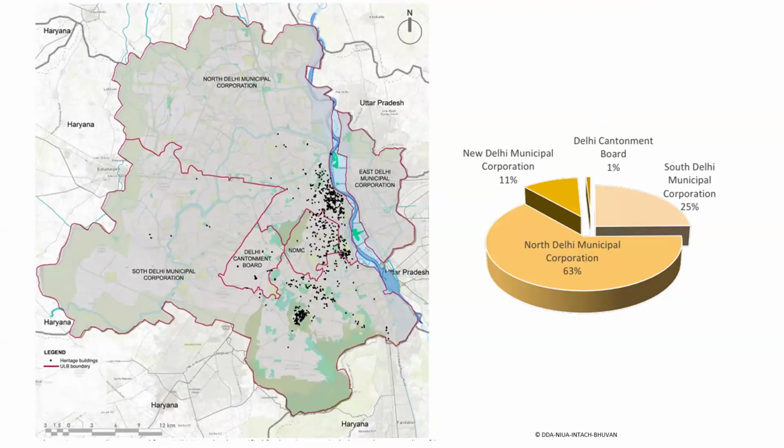So if you see the black dots, that is where the heritage properties and the heritage precincts are. So New Delhi Municipal Corporation has about 11% of heritage. The North Delhi Municipal Corporation 63%. Delhi Cantonment Board, right in the center of the map, has only 1%. It has a few colonial structures. And the South Delhi Municipal Corporation has about 25%. This is the analysis of the historic urban landscape of Delhi.